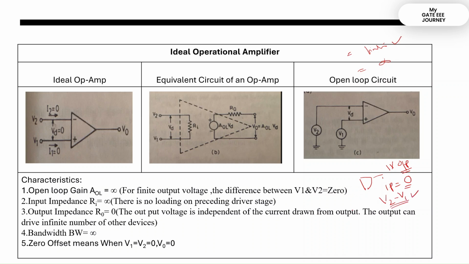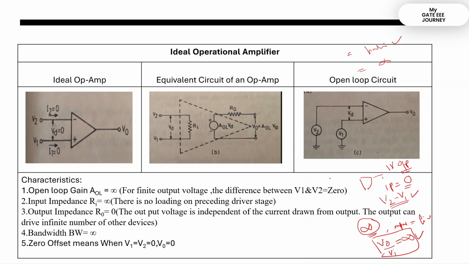And if it is an infinite output, then the input must be finite. In this case also, the open loop gain of the operational amplifier will be infinite.